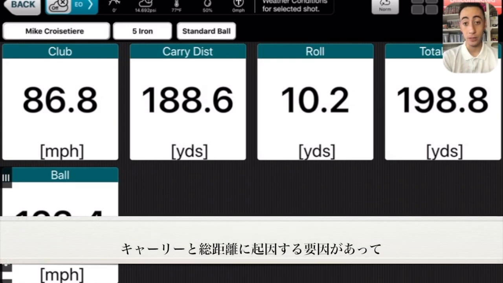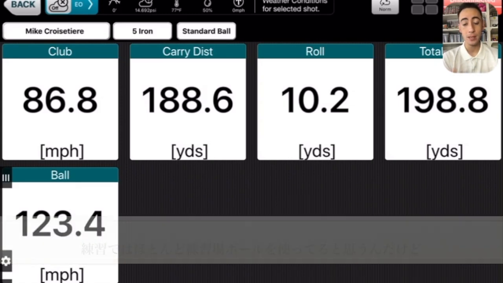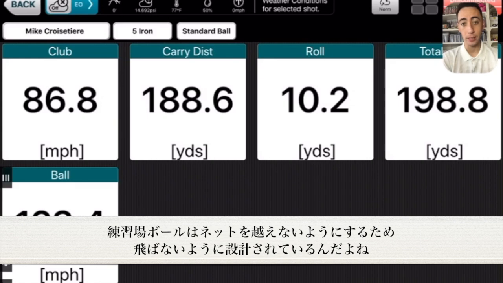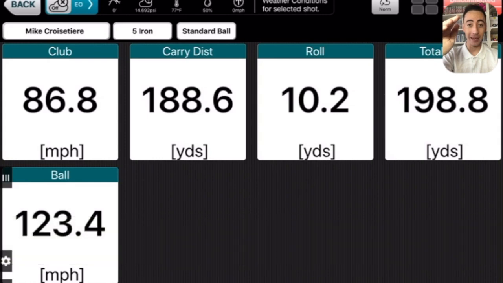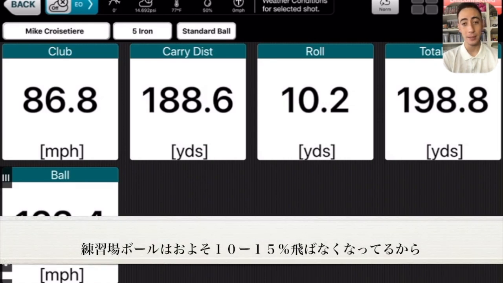Now another factor to carry distance as well as total distance is that you're going to most likely be using a range ball. Typically, range balls are limited flight golf balls. The reason why ranges do this is because they don't want you to be hitting it over the net. They don't want to lose a lot of golf balls and spend a lot of money buying new golf balls all the time. So they make them limited flight golf balls. Typically, the golf balls are going to be anywhere from 10% to 15% limited flight.